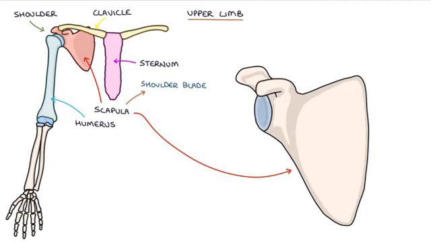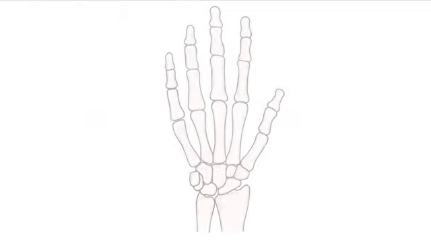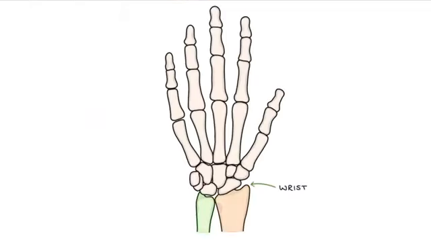On the scapula, there's a concave area called the glenoid fossa, and the head of the humerus meets the glenoid fossa to form the glenohumeral joint of the shoulder. If we move further down, the humerus meets the radius and the ulna bones at the elbow joint. Looking a bit closer at the wrist, the radius and the ulna connect to the carpal bones, and there are 8 of these carpal bones.